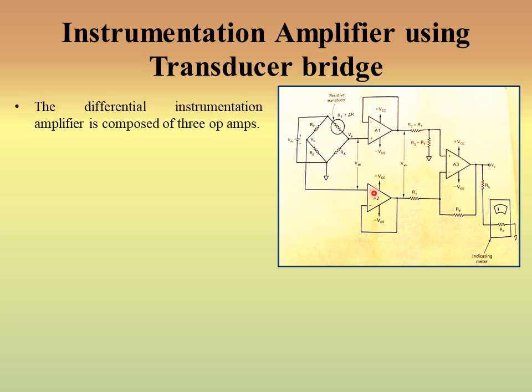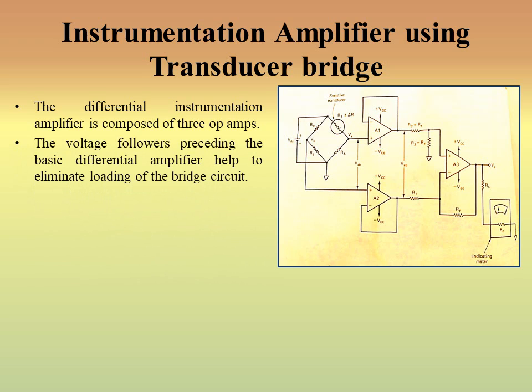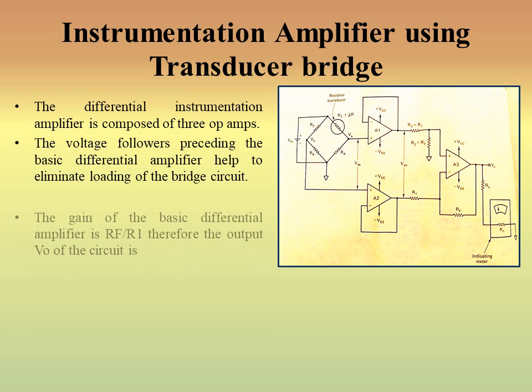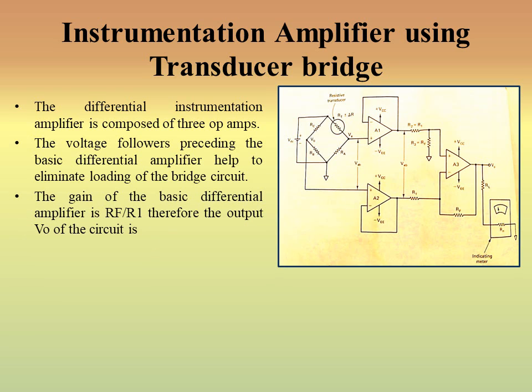Next, we know the voltage follower circuit has gain 1. So after the signal passes through these two operational amplifiers, it goes into the third op amp where it gets amplified. The voltage followers preceding the basic differential amplifier help to eliminate loading of the bridge circuit. The gain of the basic differential amplifier is RF upon R1.